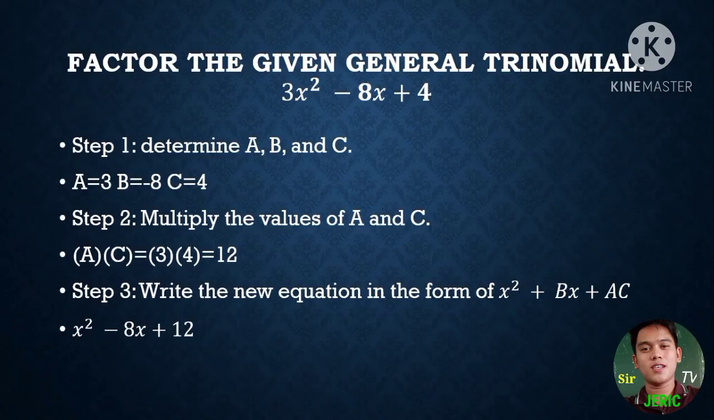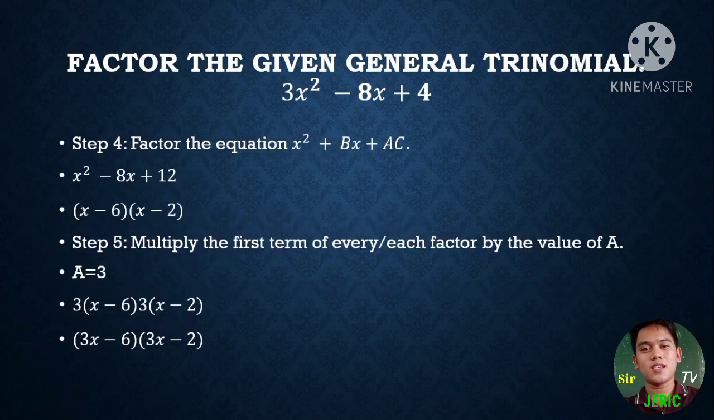Then, the next one is to write the new equation in the form of x squared plus bx plus ac. So, copy x squared minus our b is 8, negative 8x plus ac, our ac is 12. So, we have x squared minus 8x plus 12.